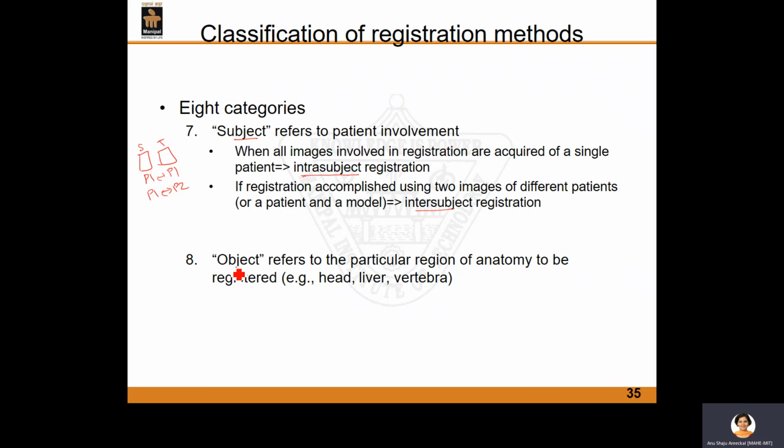And the final category that you have is based on objects. That is, which is the organ that you are trying to scan or register. Is it the head, the liver, the vertebra, and so on? So depending upon the object or the region which you are trying to register, you can also classify the registration methods. So to give you a very brief idea that there are various registration methods, for each of these categories you will have a certain set of registration methods, which are popularly used and which are still being developed.